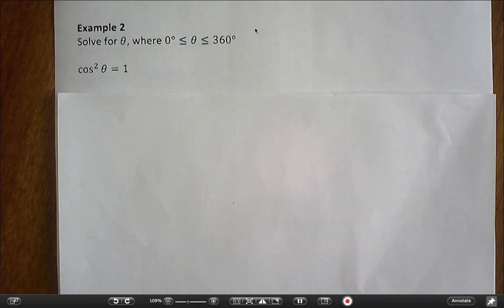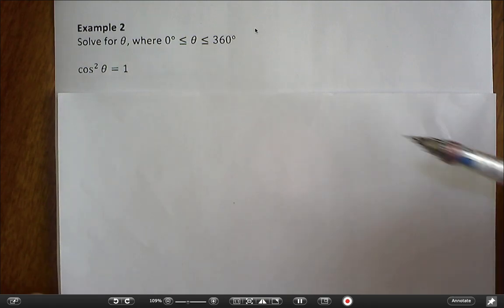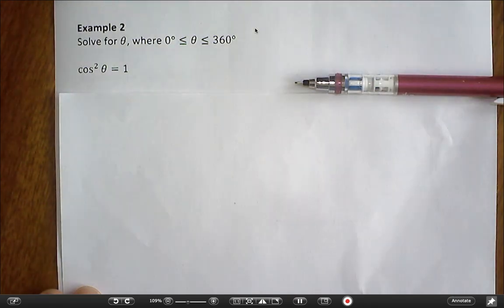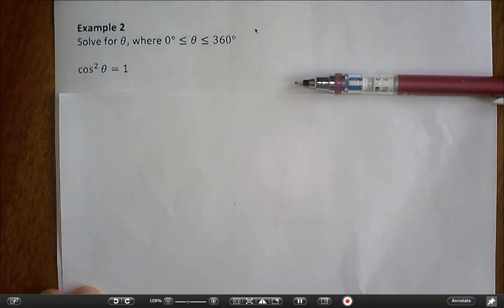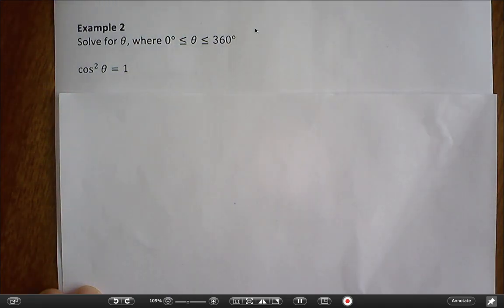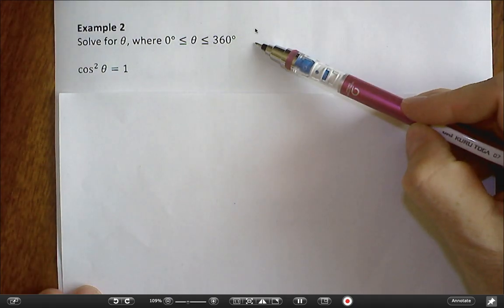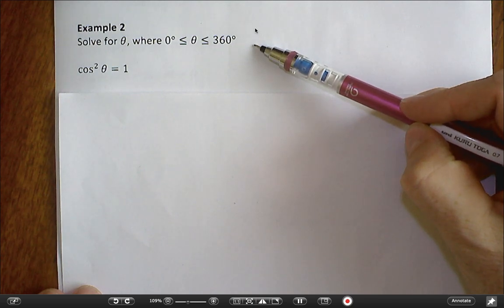Example of solving a more complex trigonometric equation will look like this. So this is relatively straightforward to solve. However, a mistake is often made. And so we are going to solve for theta, where theta is between 0 and 360.